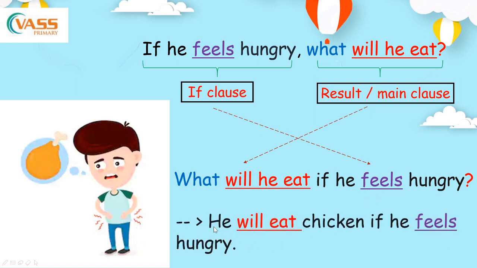And here is an example answer. He will eat chicken if he feels hungry. Okay, so it's first conditional, but not a question. So you can see we have our result here. He will eat chicken, our result, which is in future tense, will eat. If he feels hungry, if clause. So we have simple present tense, and again, no comma. Okay, great job, well done. Let's continue.